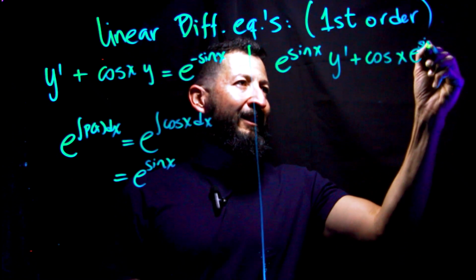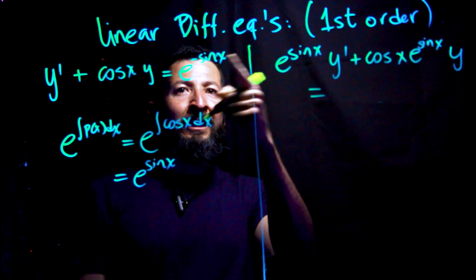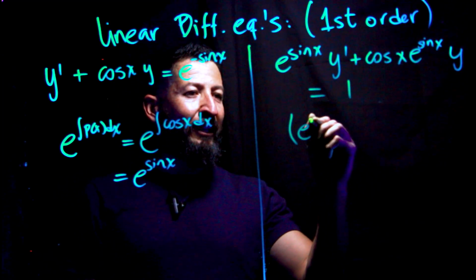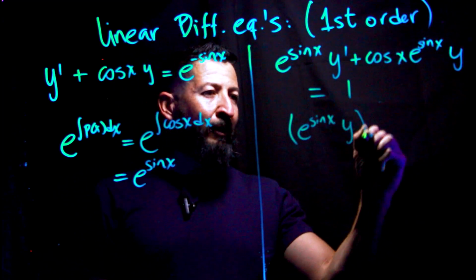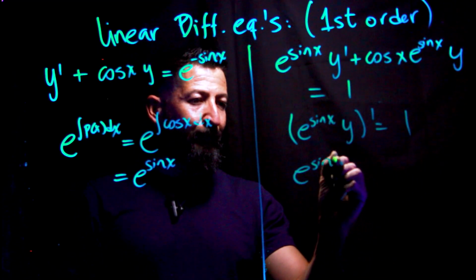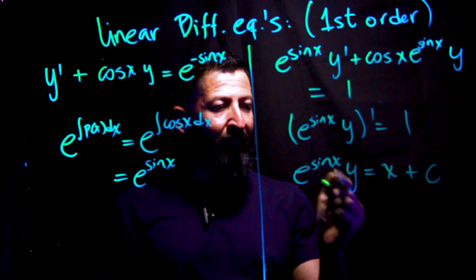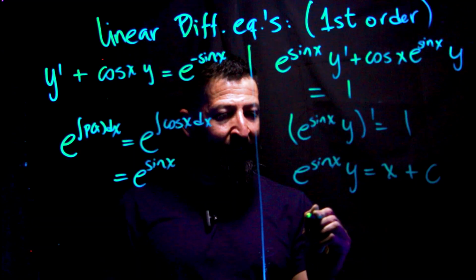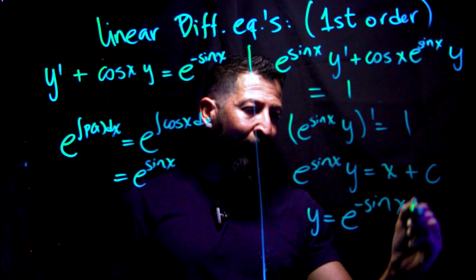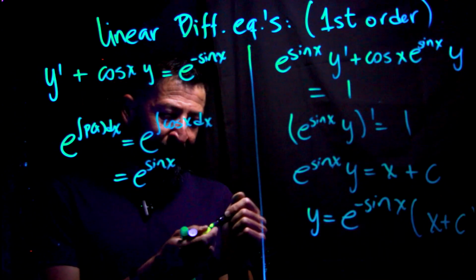E to the sine x y, and I'm about to run out of space. I'm going to write the equal. And then when you multiply e to sine x on both sides, you get equal to 1. So then you get that e to sine x times y prime equals 1. So you can integrate, and you get e to sine x y equals x plus c when you integrate, and then multiply times e to negative that. So we get e to negative sine x, or divide by it if you prefer, x plus c. And that will close our video.